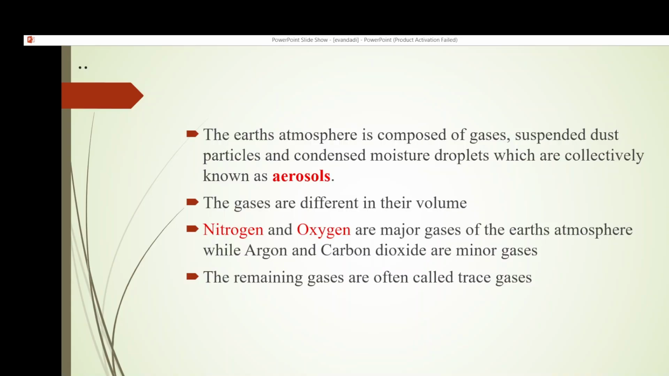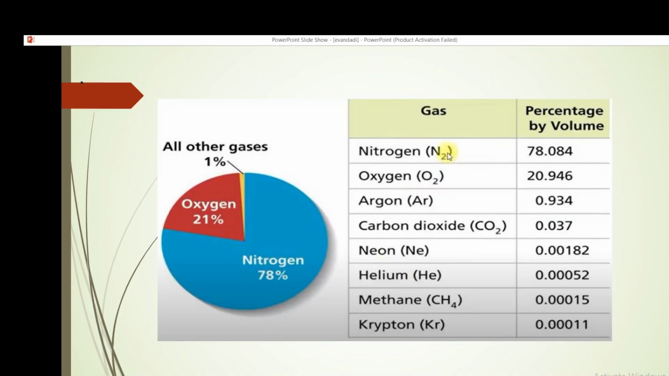And these gases are different in their volume. For example, nitrogen and oxygen are major gases of the atmosphere, while argon and carbon dioxide are minor gases. The remaining gases are often called trace gases. Very nice. So this table reflects the atmospheric gases and their percentage by volume. As we discussed, nitrogen and oxygen are the most abundant atmospheric gases.